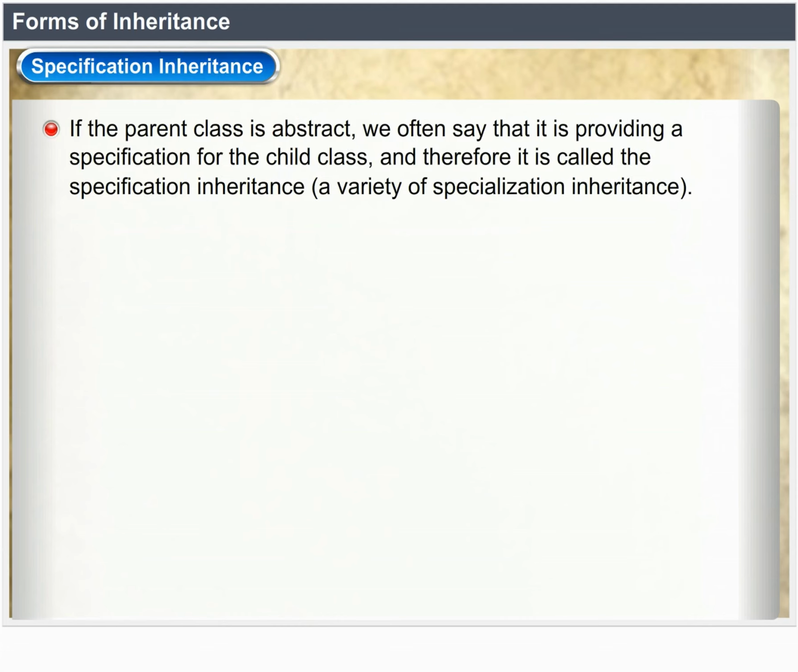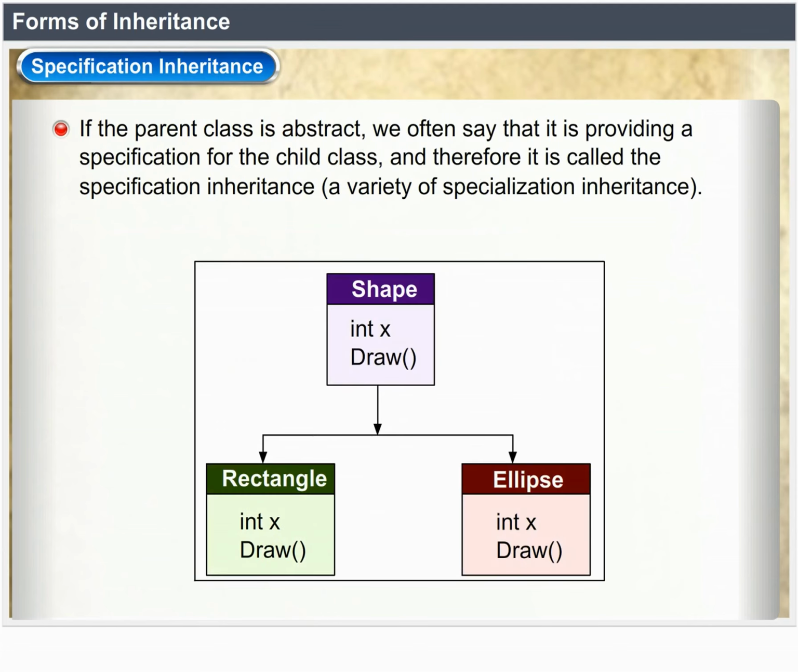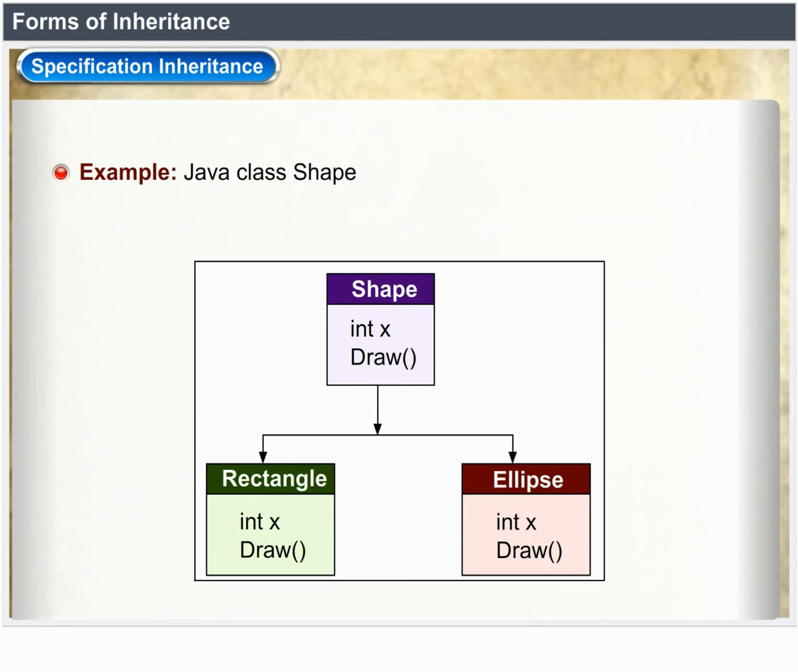Specification inheritance. If the parent class is abstract, we often say that it is providing a specification for the child class and therefore it is called specification inheritance, which is a variety of specialization inheritance. For example, the Java class Shape.